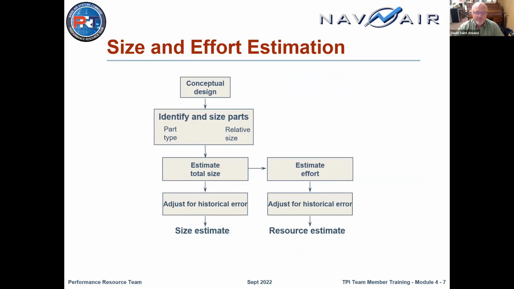And this is the size and effort estimation, right? We talked about this: conceptual design, identify the big parts, and then give them some relative sizes, small, medium, and large. Then you're going to estimate the total size by adding up all those relative sizes to give you that total. And you're going to adjust that for your historical error. If you have that information, that will give you your total size estimate. Also, from the size estimate, you can come up with your effort estimate.